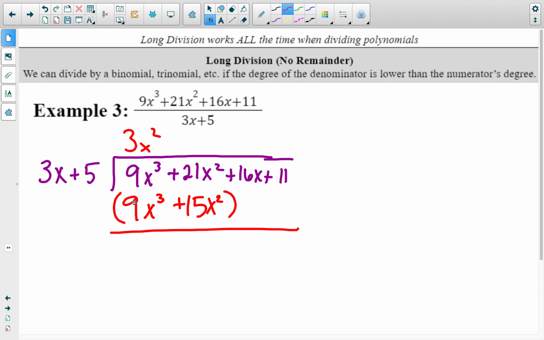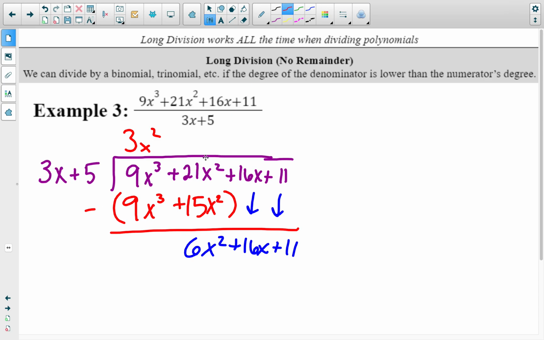Now we're going to subtract (21 minus 15x squared). Copy these two down, and then repeat the process.